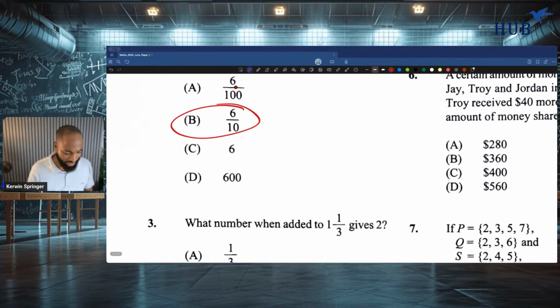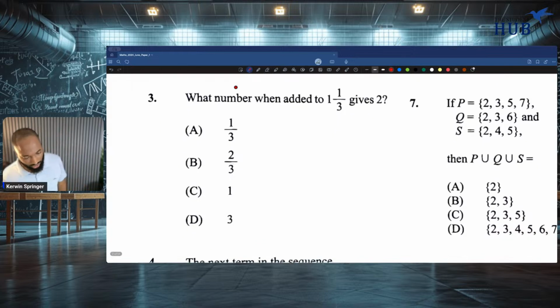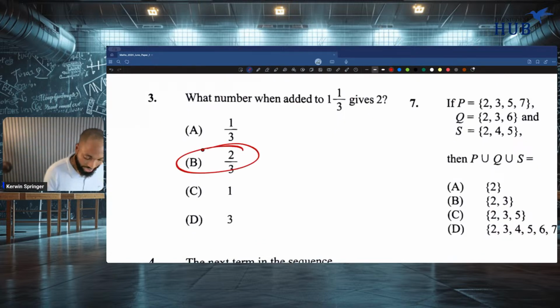All right. What number when added to 1 and 1/3 gives 2? I'm just going to repeat again. So the answer is B. 2/3 will make this a whole, and it will get to 2.